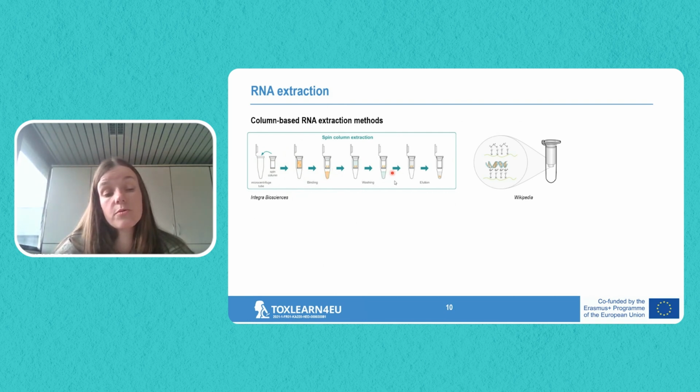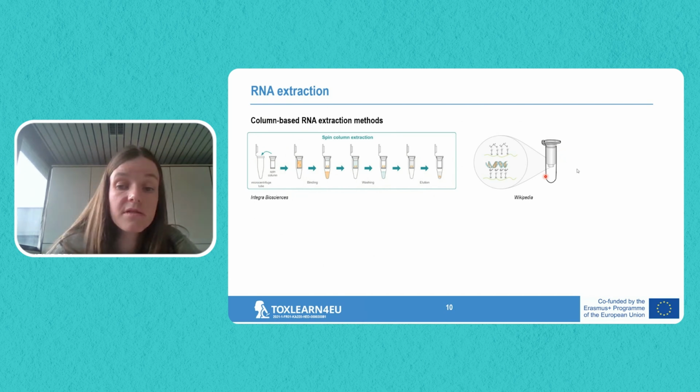Then you will perform several washing steps to get rid of any organic compounds or salts that are still present. Usually there are multiple washing steps. And then in the end, you perform an elution. This means that you just add a watery solution on top, and the RNA will come off of the column and will be collected in the solution here at the bottom of the tube.